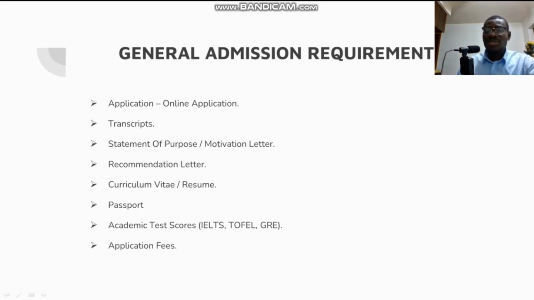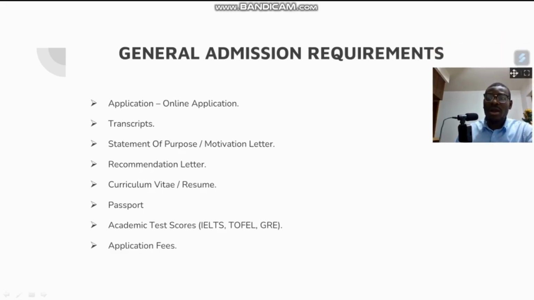Now, what are some of the general admission requirements? So application online, mostly you have to send in an application online. You have to make sure you have your transcripts ready. So after school, as soon as you complete, please apply for your transcripts, especially when you have the dream to study abroad, the master's in a university in the United States or whatever. Make sure right after you complete your first degree, you apply for your transcript because sometimes it takes time.